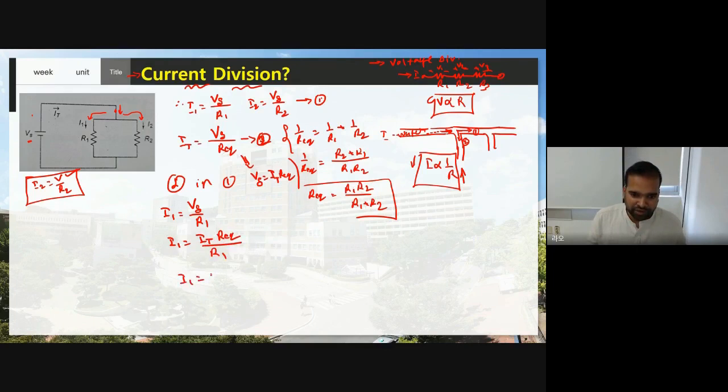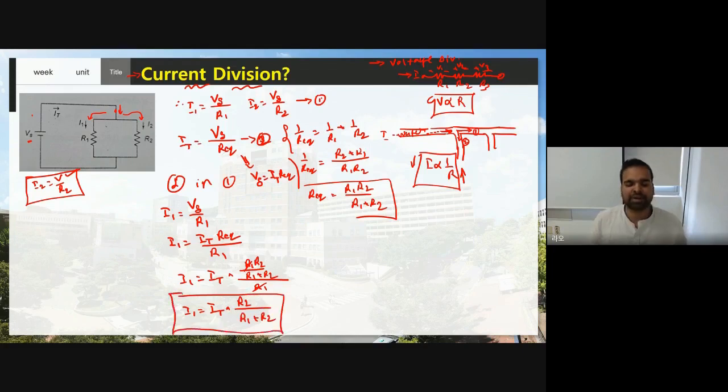So I1 equal to IT, the total current, into R equivalent, which is R1 R2 by R1 plus R2, all by R1. So here this R1 and this R1 will get cancelled. Therefore finally I1 equal to IT total current into R2 by R1 plus R2. This is the direct formula for finding current at R1. Now see, if I want to find current at R2, what I need to do?